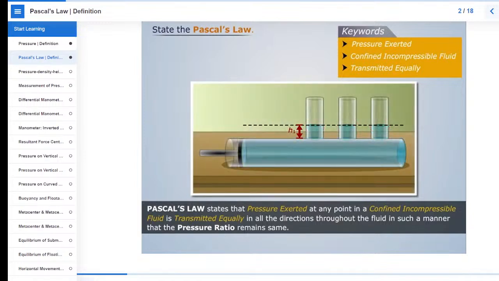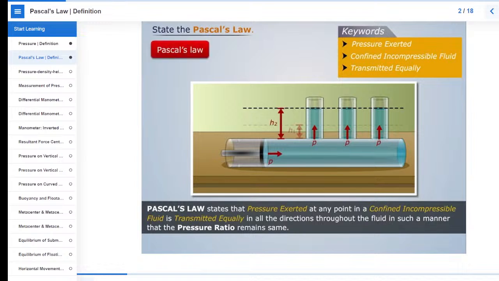Now, if we apply a force on the piston, we see that the water level rises in all the 3 vertical tubes. Again, we see that the level of water in all the 3 tubes is at the same height. Thus, we can say that when pressure is increased in the horizontal cylinder, it gets distributed equally in all the 3 vertical tubes. This states the Pascal's law.